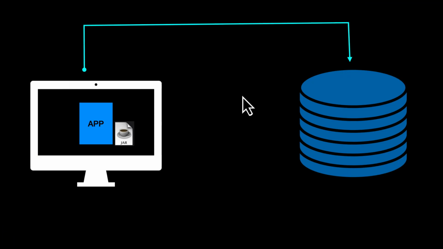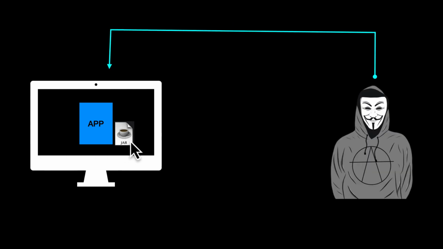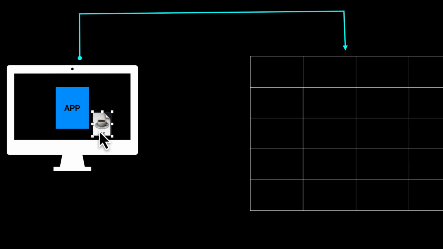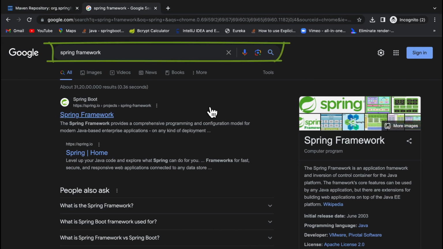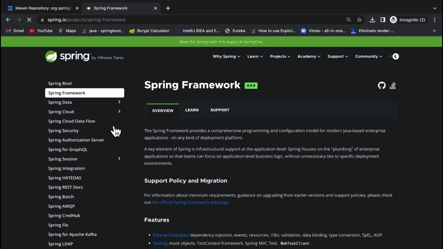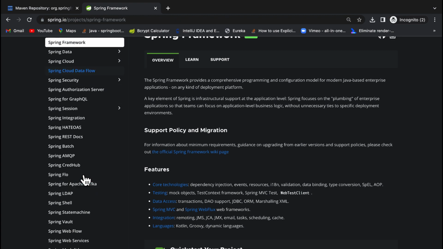So as we have discussed, using the Spring JDBC project, we can help our application to connect to a database. Using the Spring Security project, we can protect our application from a hacker. Using the Spring Batch project, we can help our application to read and process a big Excel sheet. Like that, we can do a whole variety of things using different Spring Framework projects. So if you go to Google and search for Spring Framework, you're going to find a lot of different projects that Spring has, like this. You can see all these are different projects which do specific things.